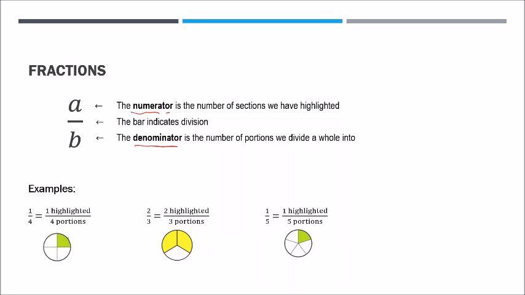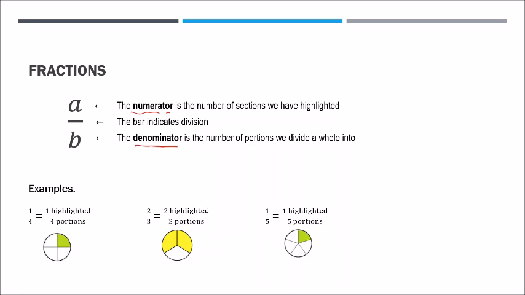So this is your numerator. There's just 1 on the top. In our second example, 2 on 3, there are 2 highlighted and 3 portions. So I've got my circle and it's split up into 3 equal parts, 2 highlighted, so 2 on 3. 1 on 5, I have my circle here, I've split it up into 5 equal parts, and only one of those little wedges is highlighted.